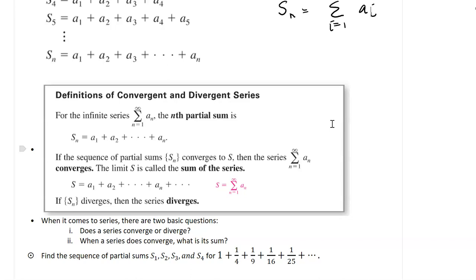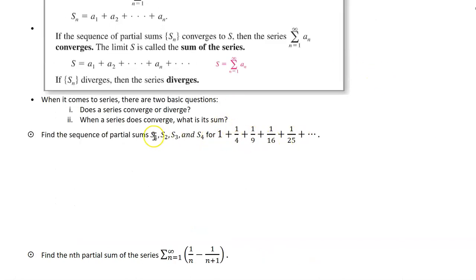So when it comes to series, there are two basic questions. Number one is, does the series converge or diverge? And number two, if it does converge, what is its sum? Now this example just wants us to find S1, S2, S3, and S4 for this series. So this is our a sub 1, a sub 2, a sub 3, a sub 4, a sub 5.